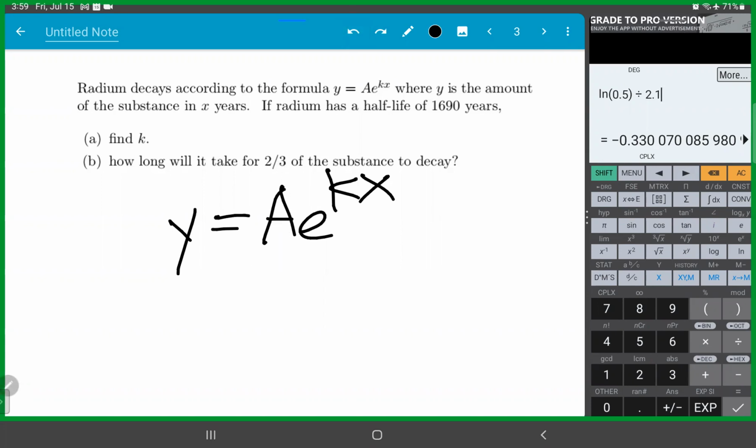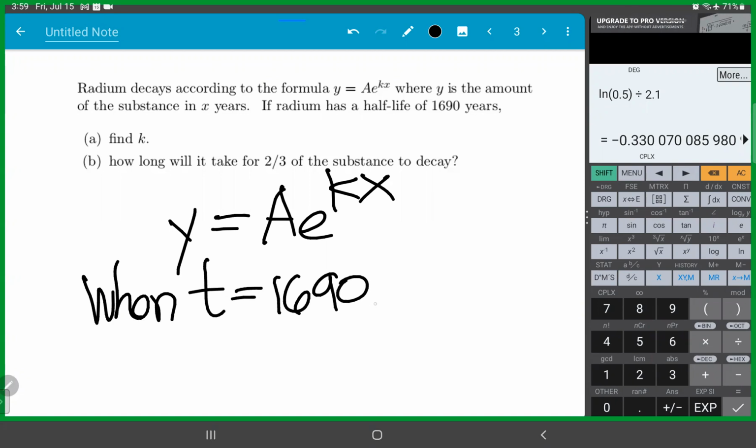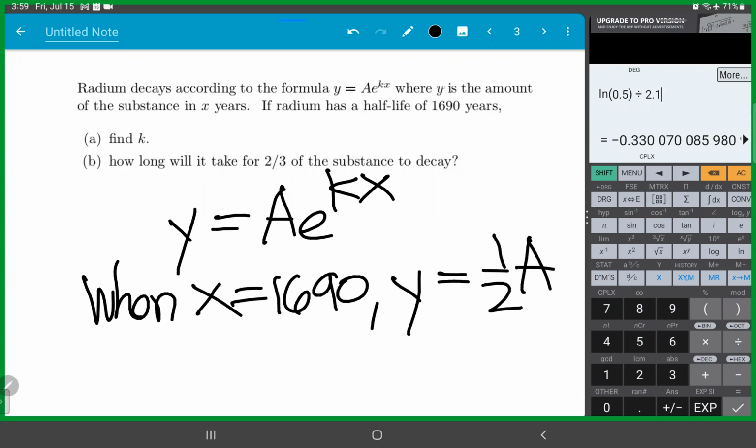So time is in years. Hindi na binigay yung unit ng radium, no? Anyway, let's just use units, kung ganon. So half-life is 1,690 years. So that means that, when the time is 1,690 years, the amount y is half. If you change variables tayo, time is x.